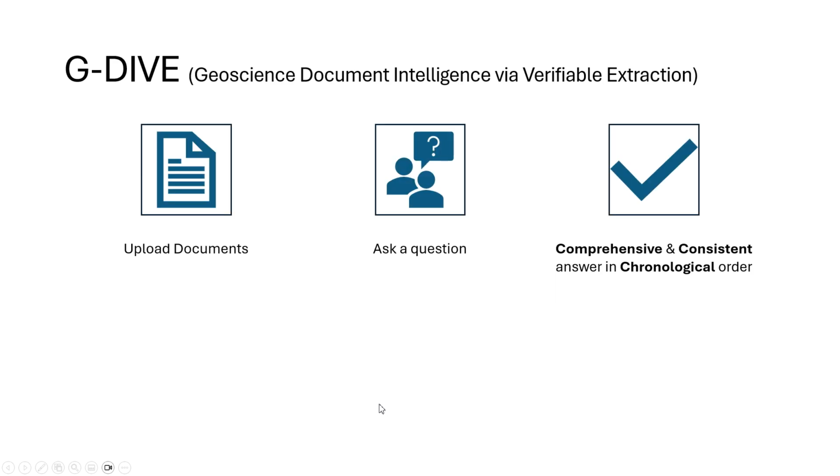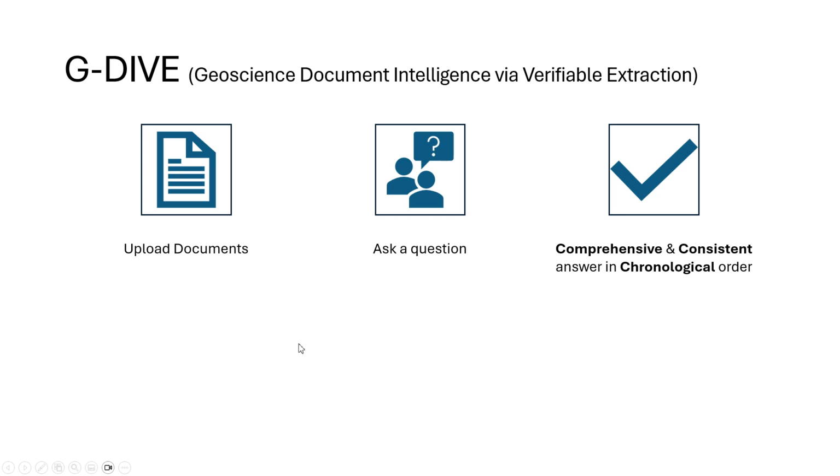GDive is built to transform this process, making it faster, more accurate, and more cost-effective. Instead of spending weeks manually reviewing documents, users simply upload the reports, ask their questions, and receive a clear, consistent answer organized in chronological order.